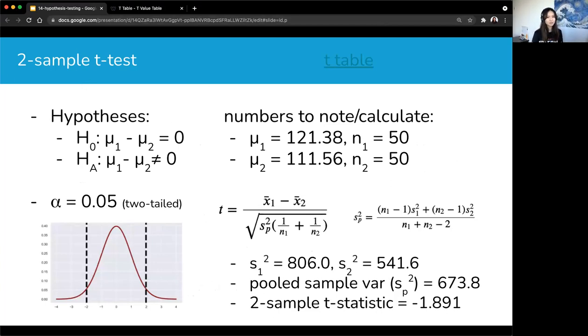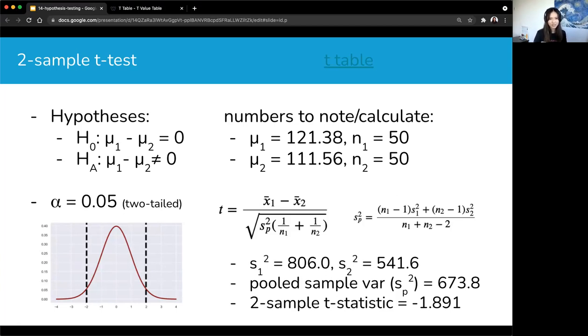There are multiple ways to notate this. So in this case, I'm just saying that, okay, mean 1 minus mean 2 equals 0. And that just means that there is no difference in the means of our groups. Our alternate hypothesis is that mean 1 minus mean 2 is not equal to 0, saying that there is a significant difference between our groups.